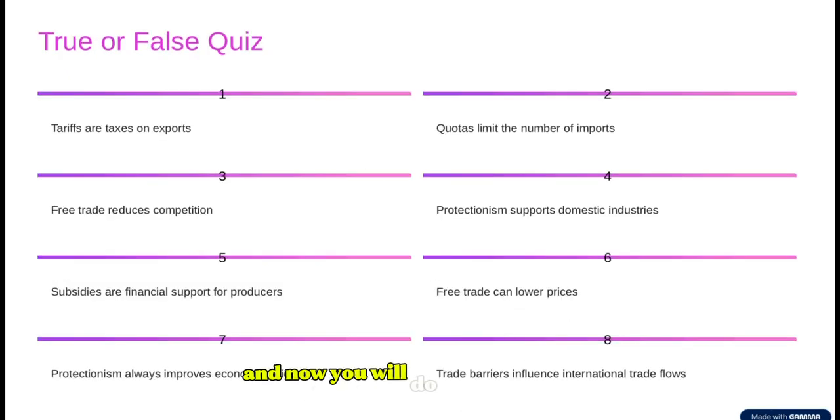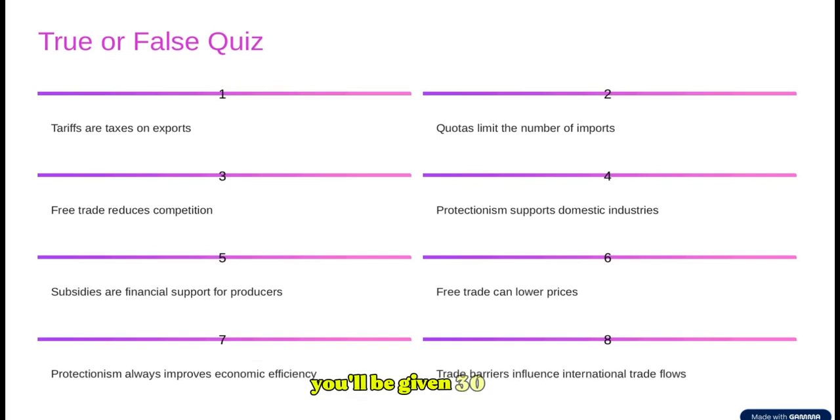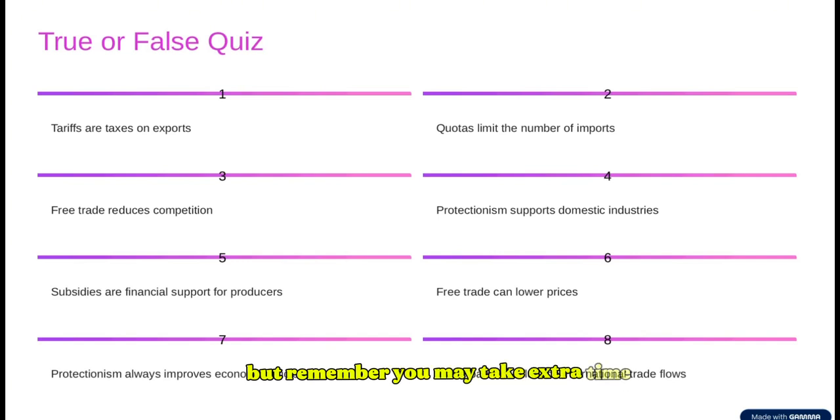And now you will do some true and false exercise. You will read the statements and mark them as true or false. You'll be given 30 seconds, but remember, you may take extra time by pressing pause. And after 30 seconds, we will come back and check our answers.